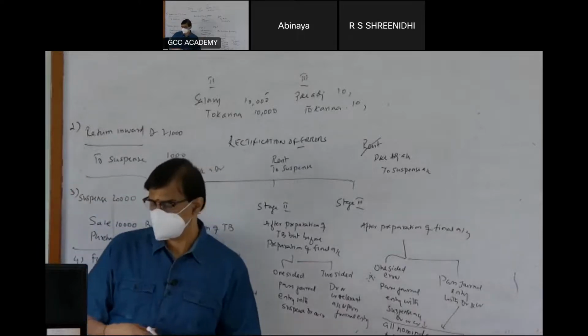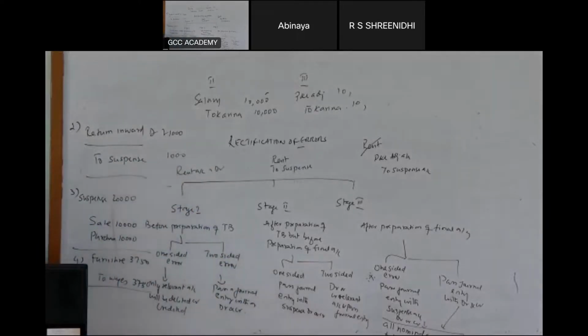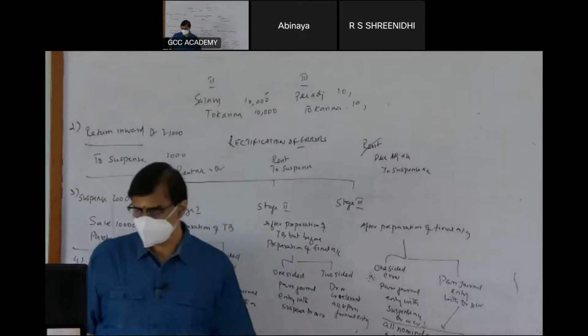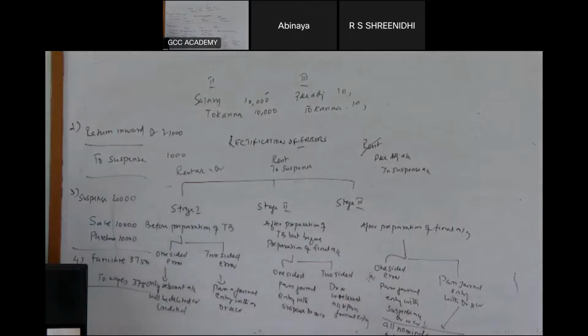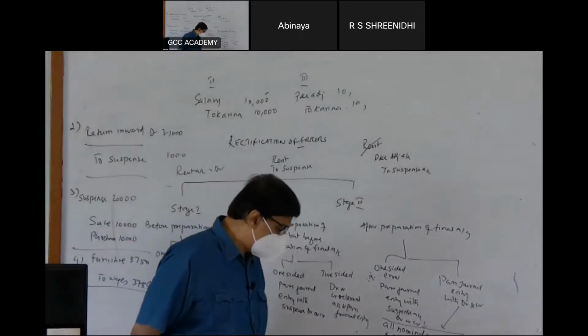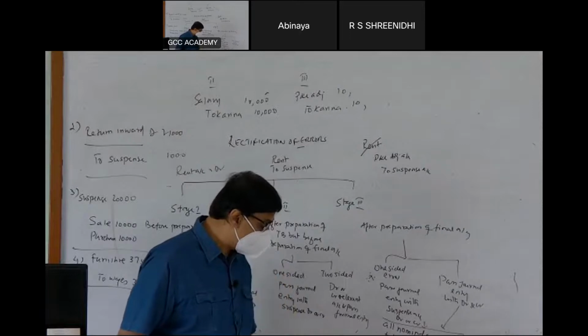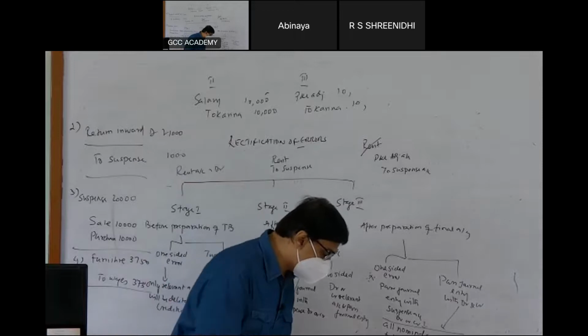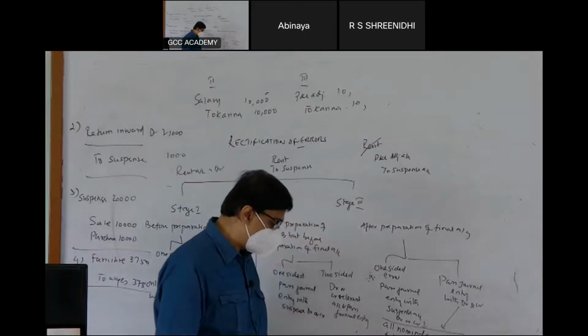Understood? Any doubts? Next. A purchase of 6,710 has been posted to the debit side of creditors account.